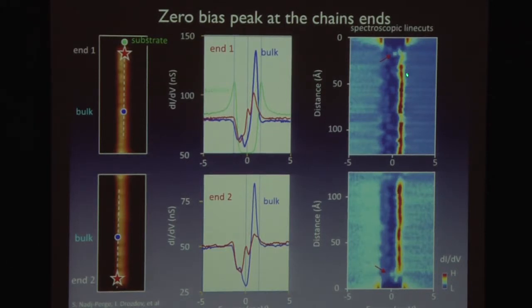And what's interesting about this zero energy state is that it just comes out of nowhere. It's not connected to other states. For example, if you look at these states, they kind of move around. They look like they are a continuation of these states that are being modified by the end of the chain. So this is a very critical thing to observe in the experiment.